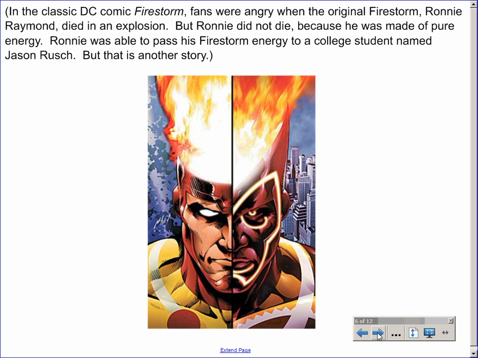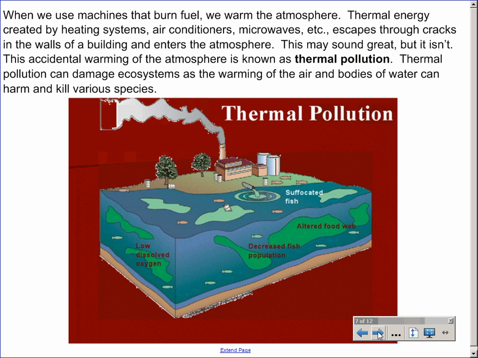In the classic DC comic Firestorm, fans were angry when the original Firestorm, Ronnie Raymond, died in an explosion. But Ronnie did not die, because he was made of pure energy. Ronnie was able to pass his Firestorm energy to a college student named Jason Rush. But that is another story, grade 7. Now, back to our regular science lesson.